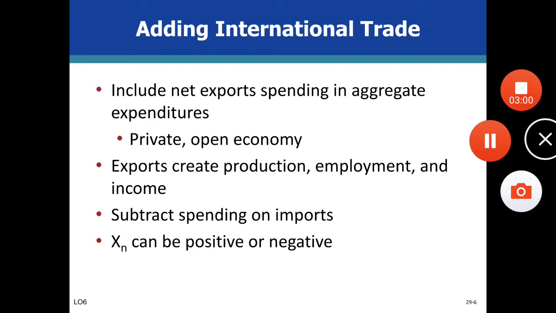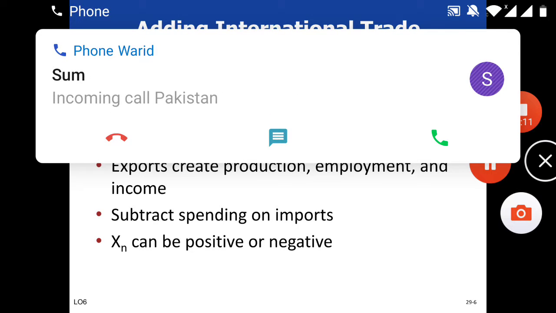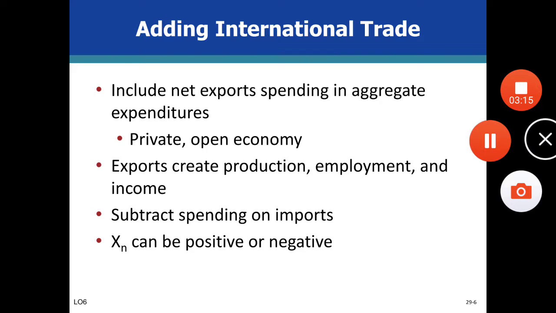Now we are going to add international trade. We are moving from the closed economy to the open economy, and we will see net export spending included in aggregate expenditures. This is a private open economy. Private means there is no government sector, so we call it a private open economy. Net exports basically affect aggregate expenditure in an open economy.